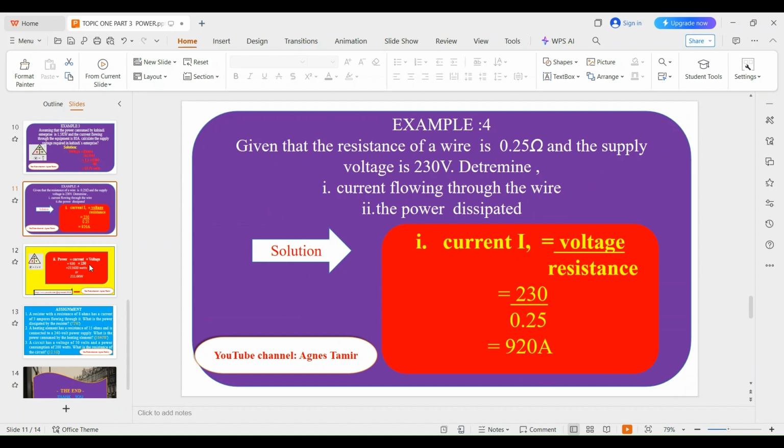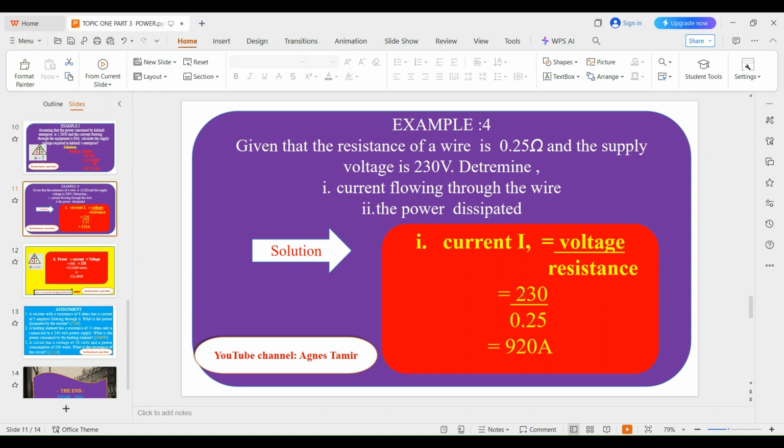Determine, one, the current flowing through the wire, and two, the power dissipated in that particular circuit. The first thing we shall do is to look for current. We have resistance and we have voltage, so we shall use Ohm's law to look for current. Current in Ohm's law is given by voltage over resistance.